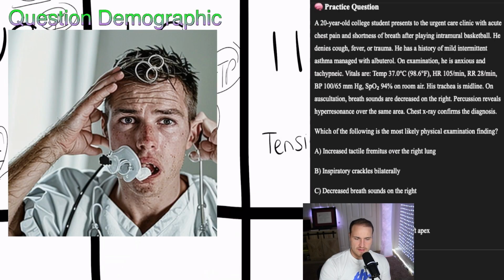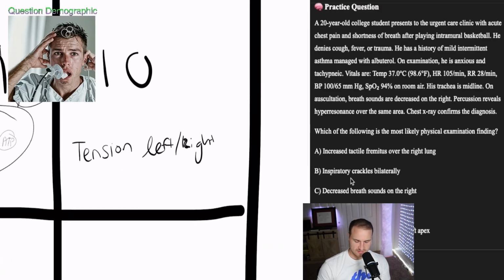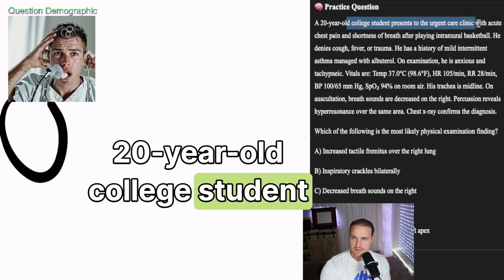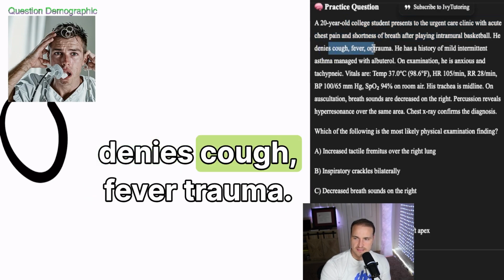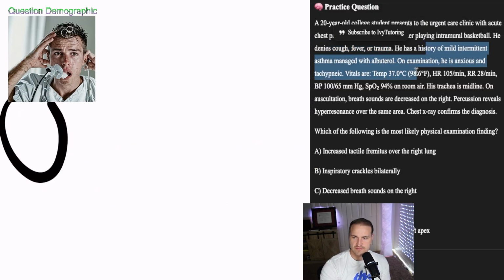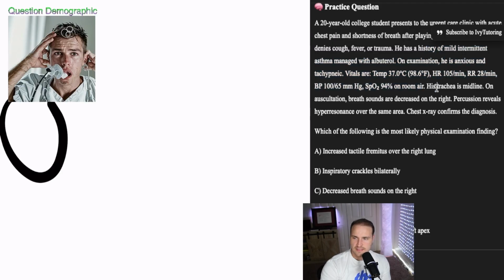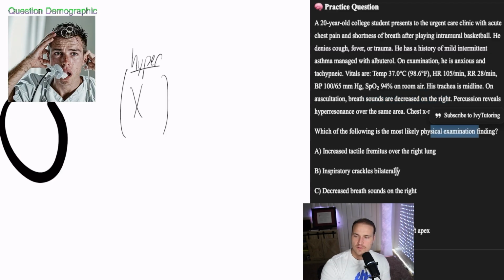Oh yeah. All right, this is a great question. See if you can get it based on the description alone. A 20-year-old college student at urgent care has acute chest pain and shortness of breath after playing basketball. He denies cough, fever, trauma. He has a history of asthma treated with albuterol. He's anxious, tachypneic. Temperature is 98.6. His trachea is midline, and on auscultation breath sounds are decreased on the right side of his body. Percussion shows hyperresonance over the same area. All right, what's the finding?